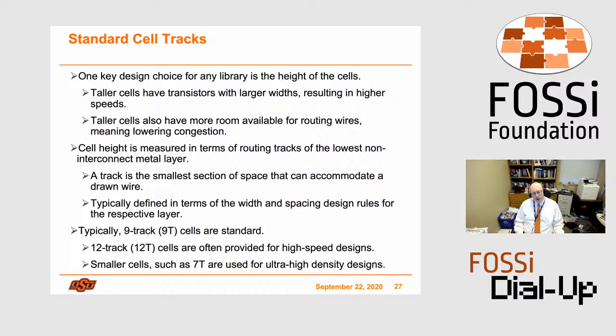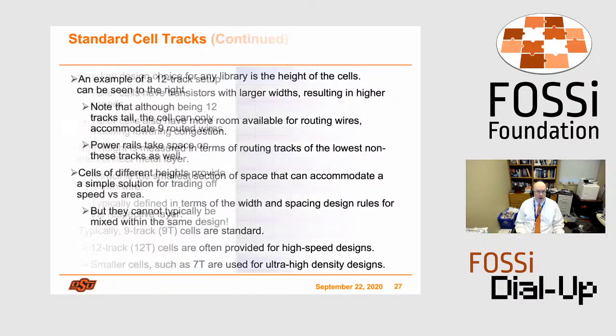What we mean by a track is it's the smallest section of space that really can accommodate a drawn wire, and typically defined in terms of width and spacing design rules for that respective layer. Typically 9-track cells are common or standard. You can also have 12-track cells for high-speed designs, but small cells like 7T for really ultra high density designs. It's really a trade-off in terms of getting the place and route tools to actually work.